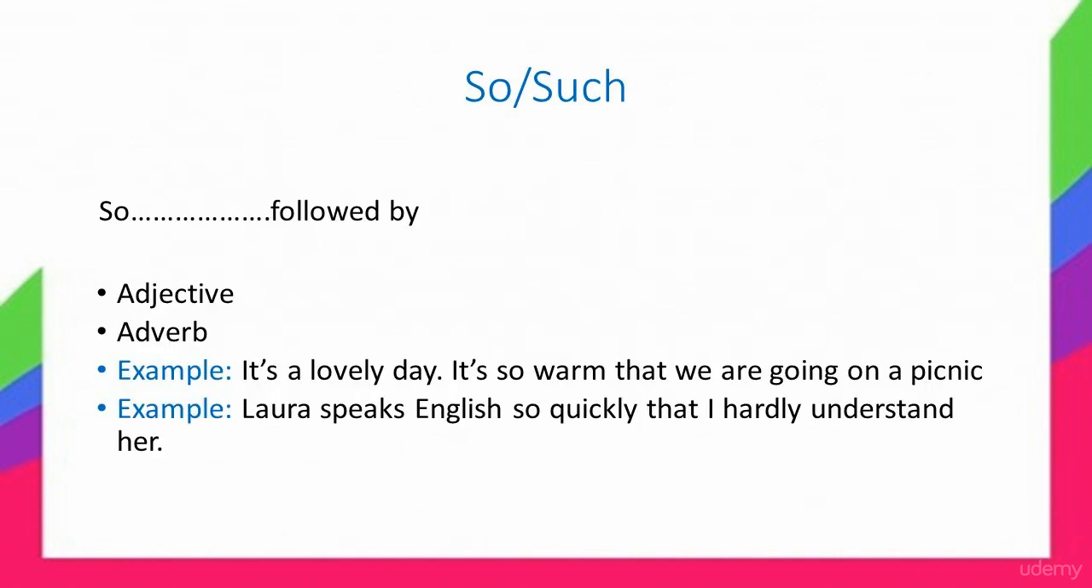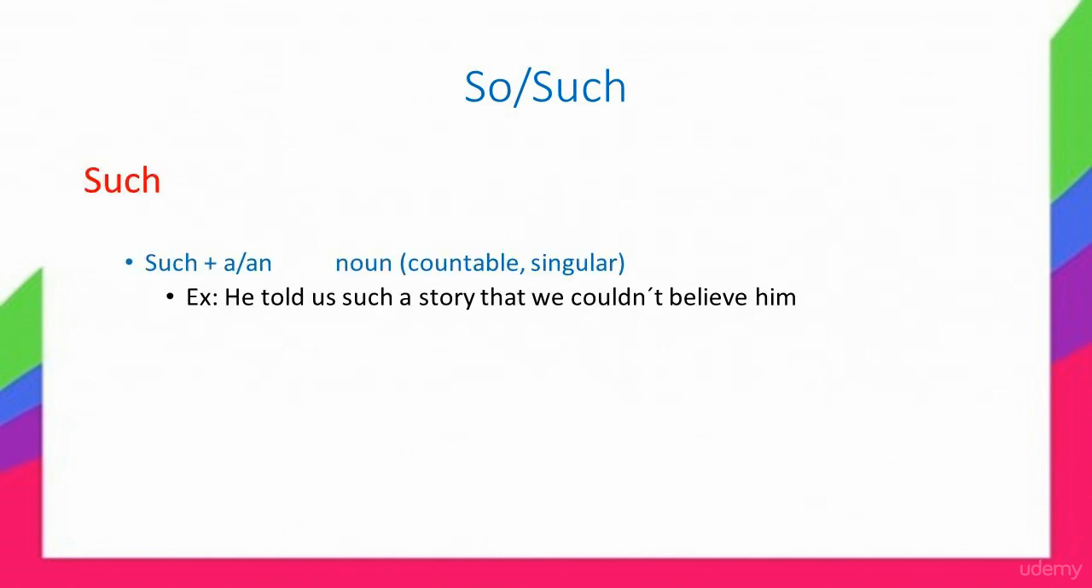So is followed by an adjective or an adverb. For example, it's a lovely day. It's so warm that we're going on a picnic. Laura speaks English so quickly that I can hardly understand her. Next is such plus a plus a noun that's countable and singular. For example, he told us such a story that we couldn't believe him.